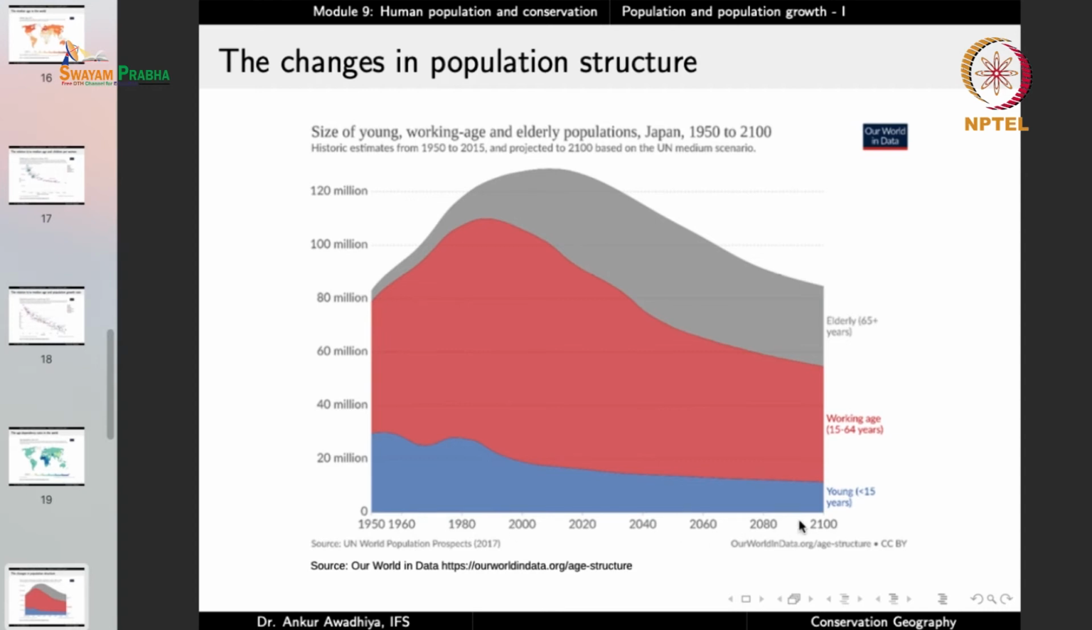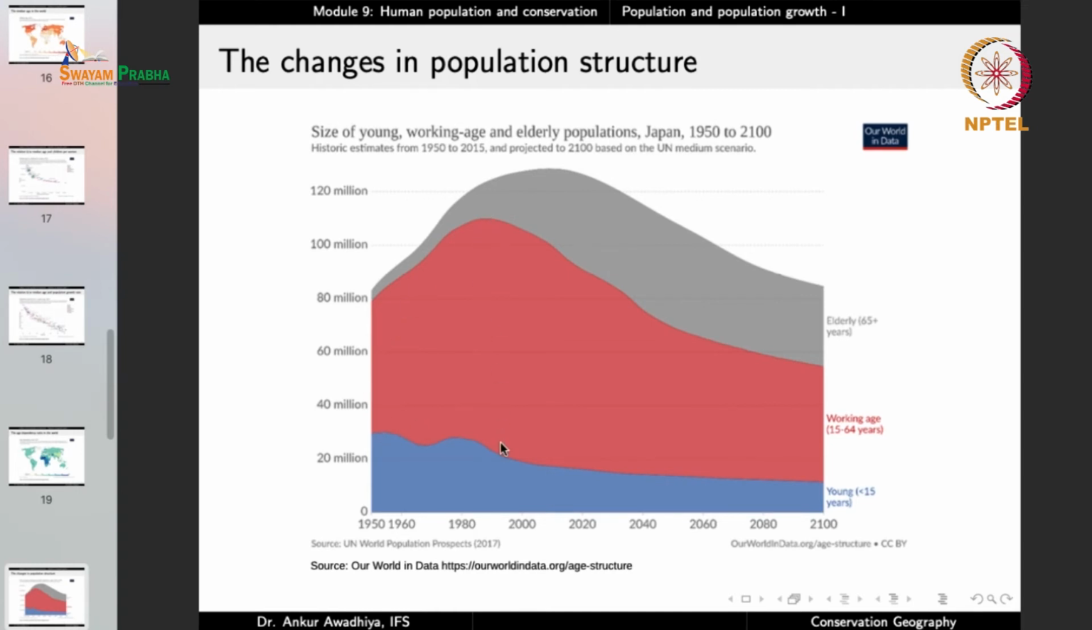But then as we progress through time, we see that the number of children has been going down. Now this curve is not showing the percentages, this is showing the actual numbers. So while we had roughly 30 million children in Japan in the 1950s, today the number is around 15 million. So the number of children has roughly halved. The working age population was roughly 50 million. So this is 80 minus 30. So we had a roughly 50 million working age population.